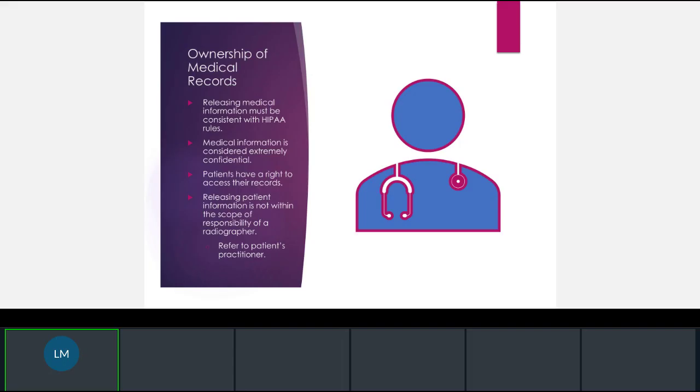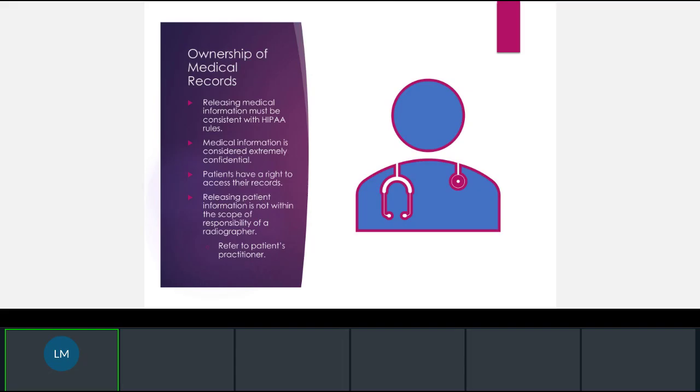Medical information, and yes, medication is extremely confidential. The patients do have a right to access their records, and as far as owning the medical records, typically what I tell you is, let's say it's an X-ray. Patients think that they own that X-ray, but in fact, they don't own the X-ray. They own the information that is on that image.